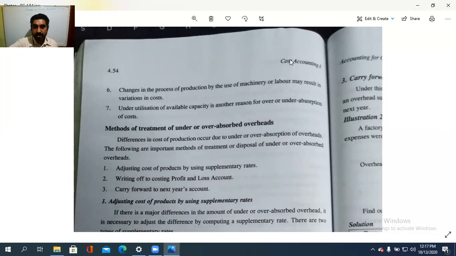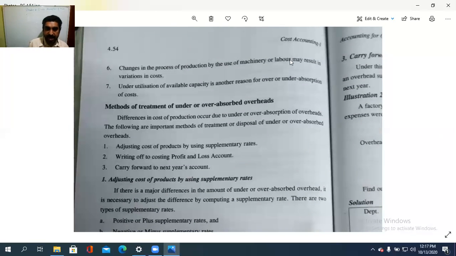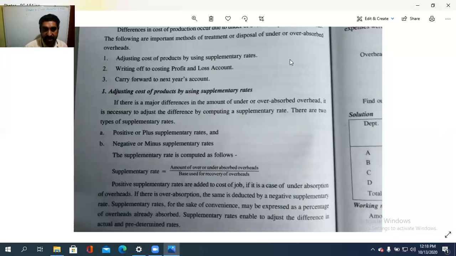Then, methods of treatment of under or over absorbed overheads. One is adjusting the cost of the product by using supplementary rates, instead of using exact rates. Then writing off to costing profit or loss account, like financial profit or loss, we write it off to the costing profit or loss account. Then carry forward to the next year's account. So we will see the 3 cases.